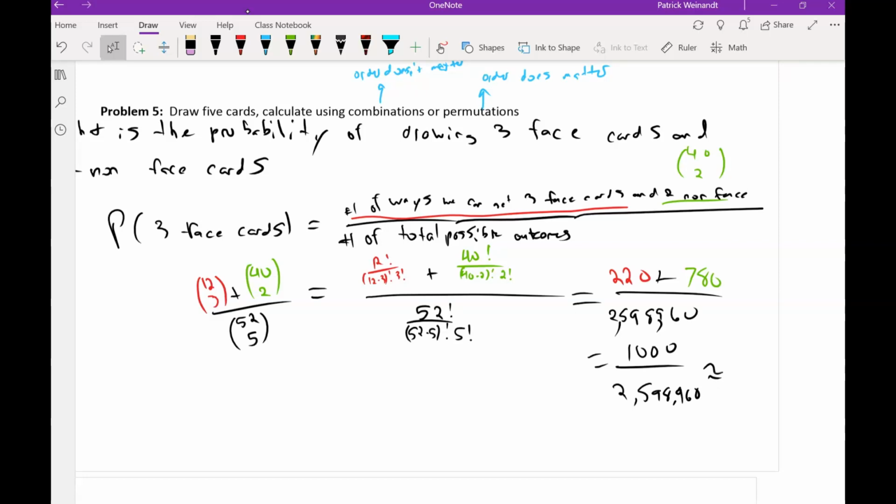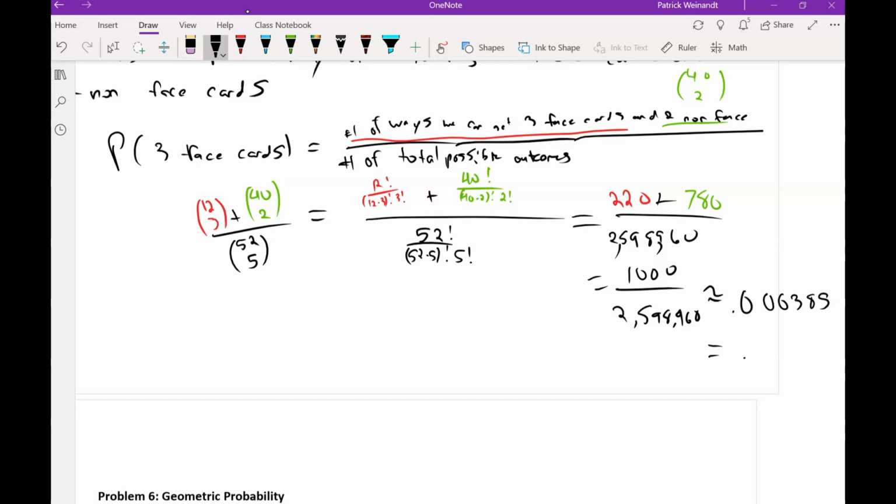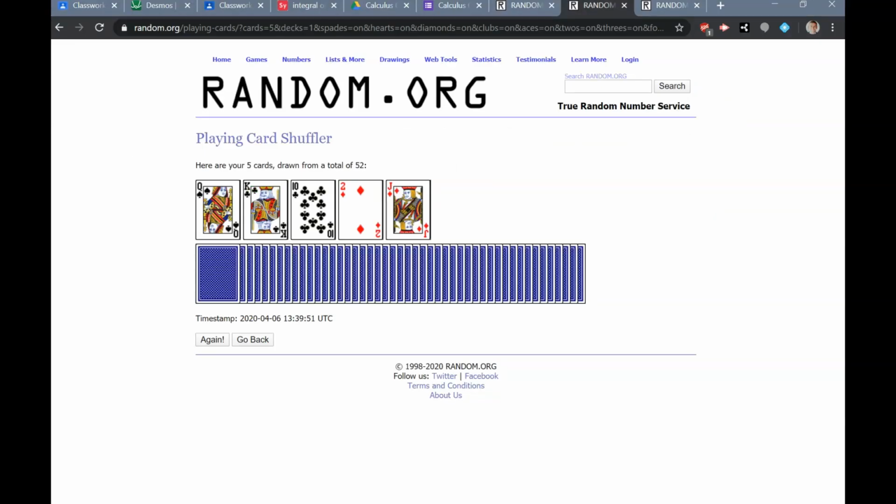1,000 divided by 2,598,960, and we get our probability. Should get about 0.00385, which as a probability is 0.0385% chance. There is that percent chance that you get 3 face cards. So what we did was actually pretty uncommon. That's your percent chance of getting 3 face cards in a 52 card deck. Pretty unique hand there, seemingly.